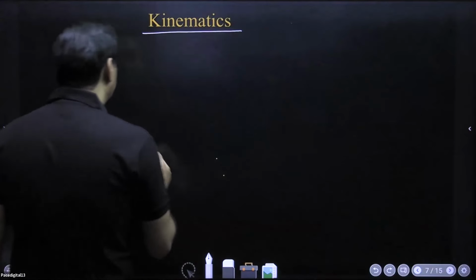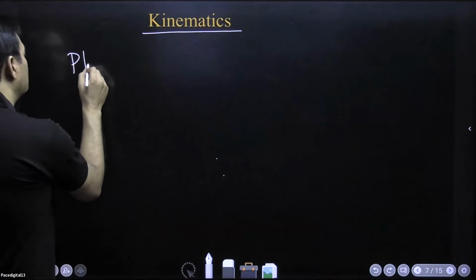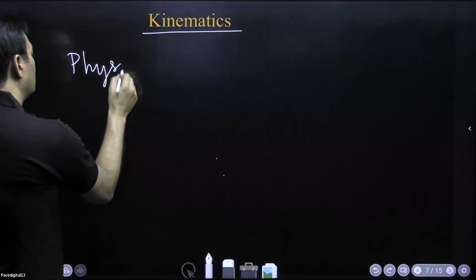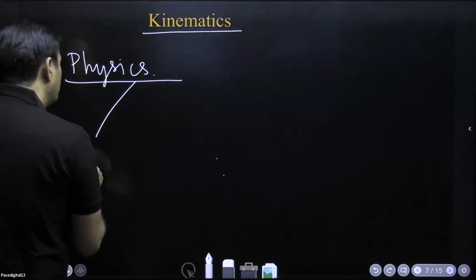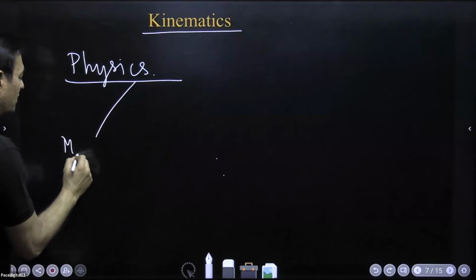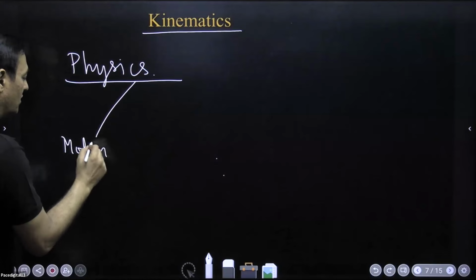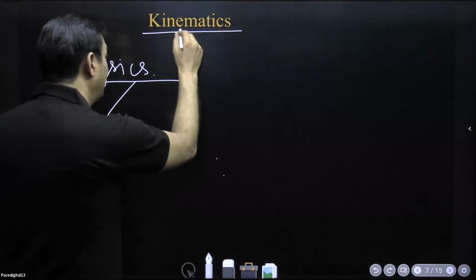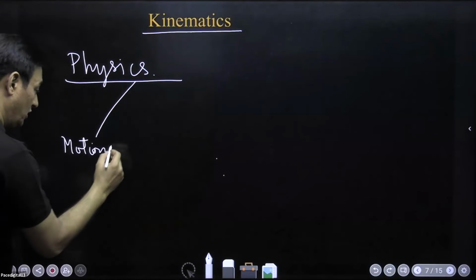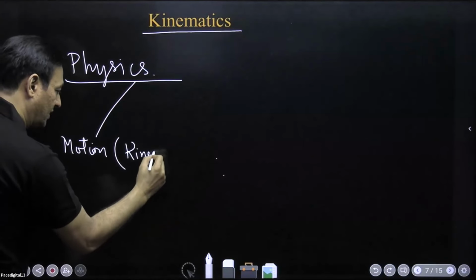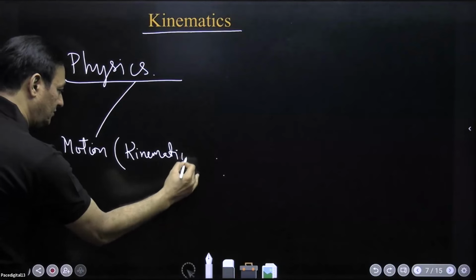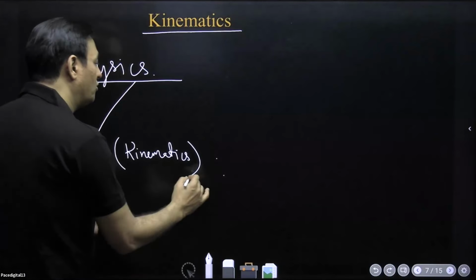When you study physics, there are two branches. One branch is where you only study motion. That is called kinematics. If you only study the motion, that is called kinematics, and you do not study the cause of motion.